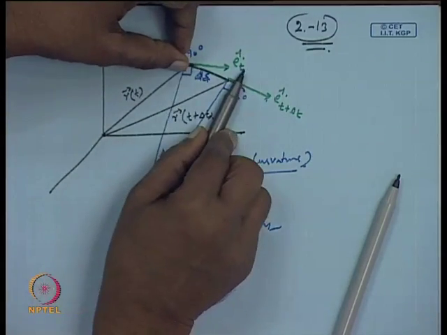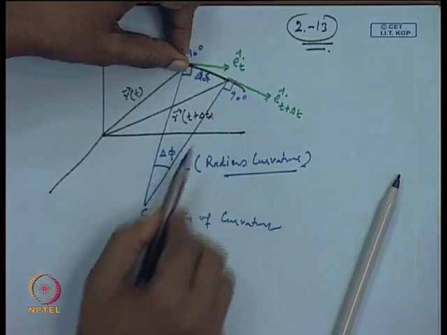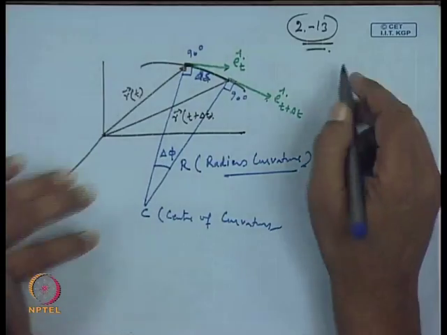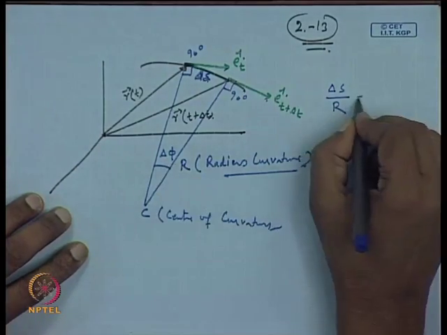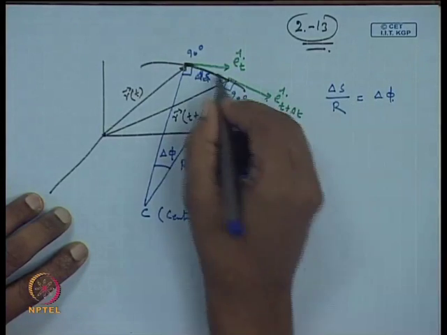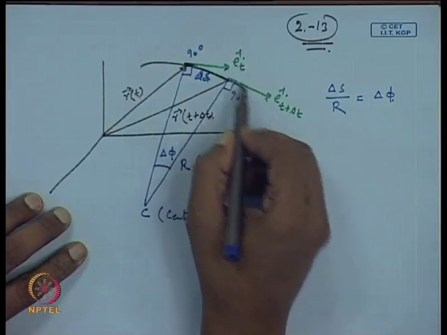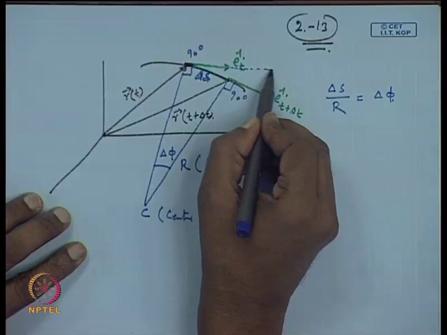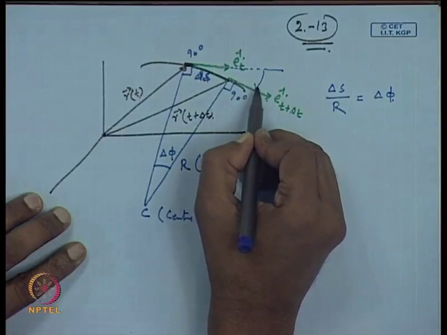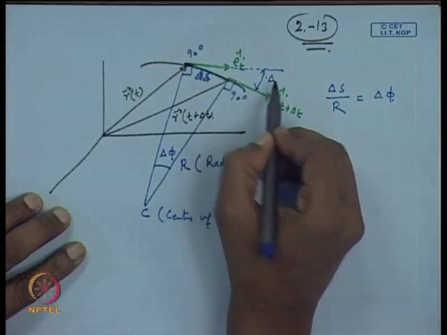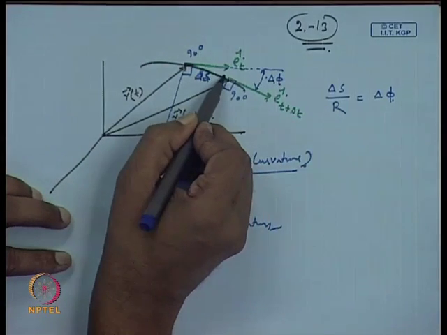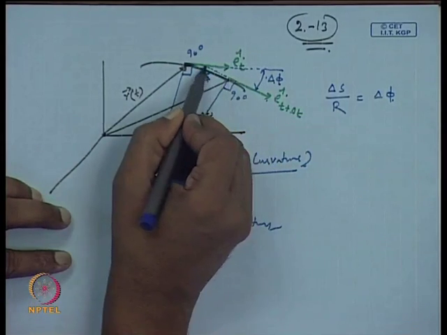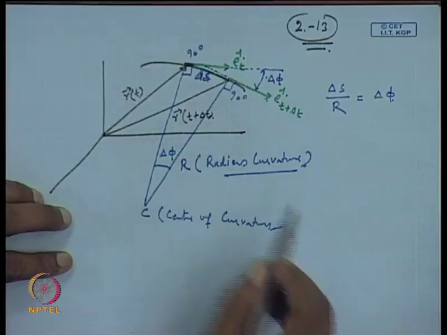Okay, so therefore your unit vector also will rotate by the angle delta phi. So, delta s by r is nothing but the angle delta phi, and this is the angle by which your tangent vector will rotate. If we extend it back from this place to this place, this angle will be represented by angle delta phi.